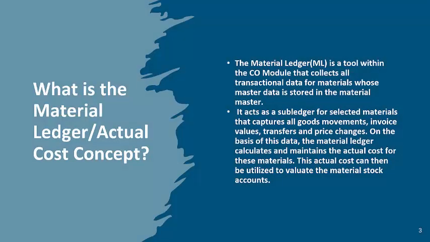So what is the Material Ledger and Actual Costing concept? The Material Ledger is a tool within the CO module that collects all transaction data for materials whose master data is stored in the material master. It acts as a subledger for selected materials that capture all goods movements, invoice values, transfers, and price changes. On the basis of this data, the Material Ledger calculates and maintains the actual cost for this material. These actual costs can then be utilized to validate the material stock accounts.